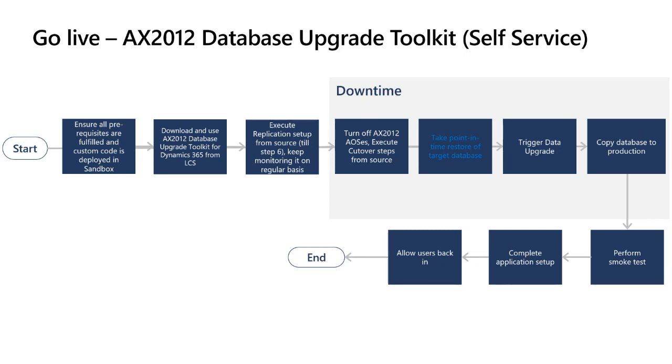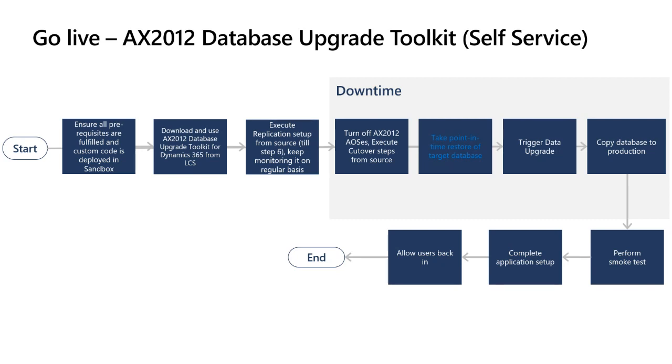Then you set up replication, basically complete till step number 6, as we saw in the demo, and then you keep monitoring the replication on a regular basis. That makes sure, once the replication is set up, your transactions keep moving from AX 2012 to the D365 sandbox database. At the time of actual downtime or cutover, you stop AX 2012 AOSs, execute cutover steps, and take a note of the point where your replication completed. So for example, if anything goes wrong, you want to take a point in time restore of your target database where your replication was complete. You should be able to do that using LCS.